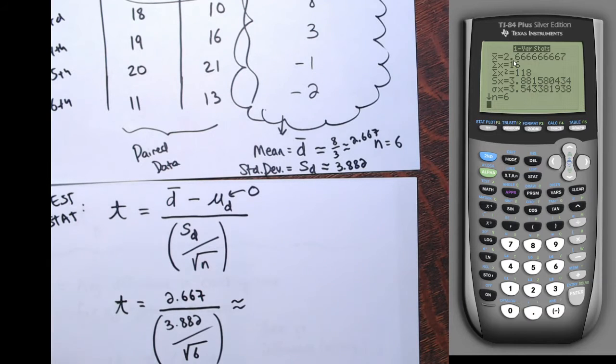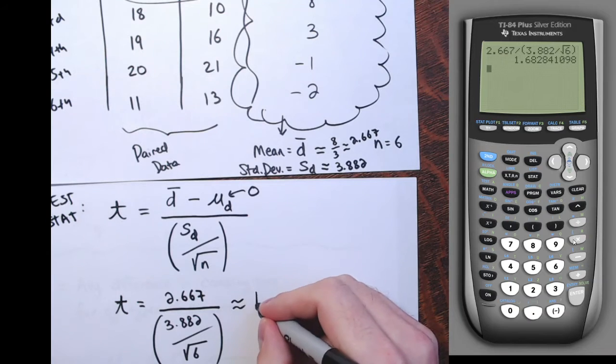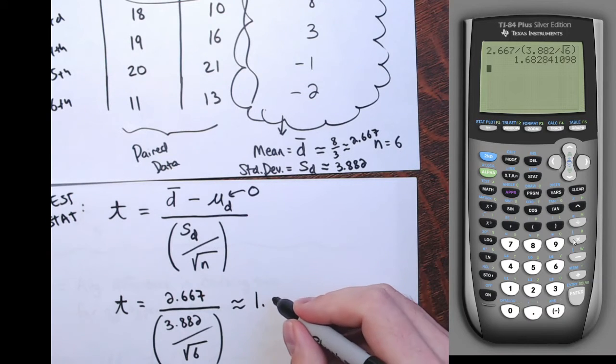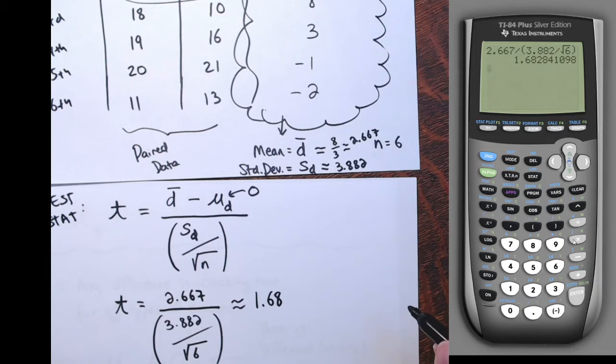Now, if you use the rounded values, you're going to get something. Let me show you. If I just go 2.667, like I did here with the rounded mean, divided by 3.882 divided by the square root of 6. I use the rounded standard deviation. Oops. And do all that. I'm getting about 1 point. Now they say round to the nearest hundredth, so about 1.68 for the t-score.